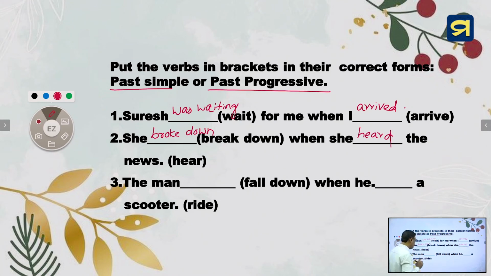Number 3. The man fall down is given when he ride a scooter. There is no full stop here, dear students. Okay. So how do you write? Which action was in progress? Very good. This action, right? That means the man fell down when he was riding a scooter. Was riding. Next.